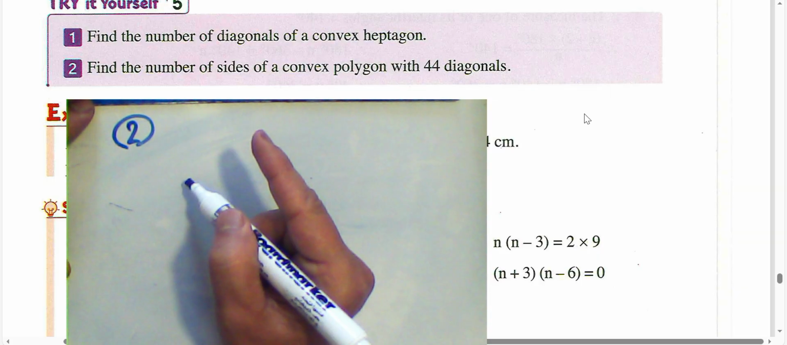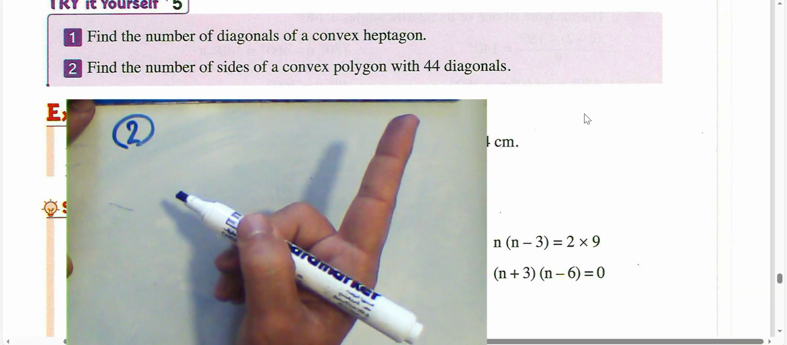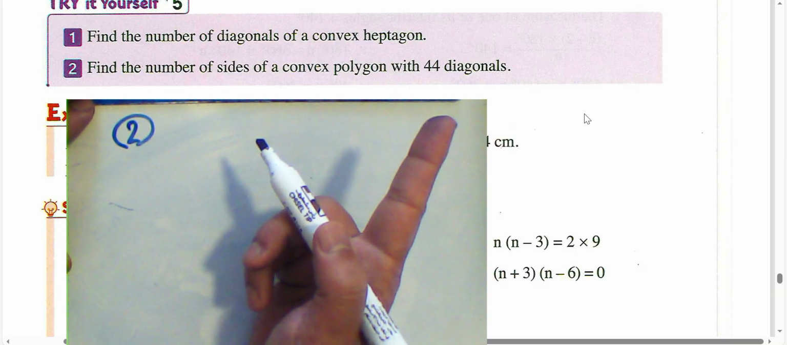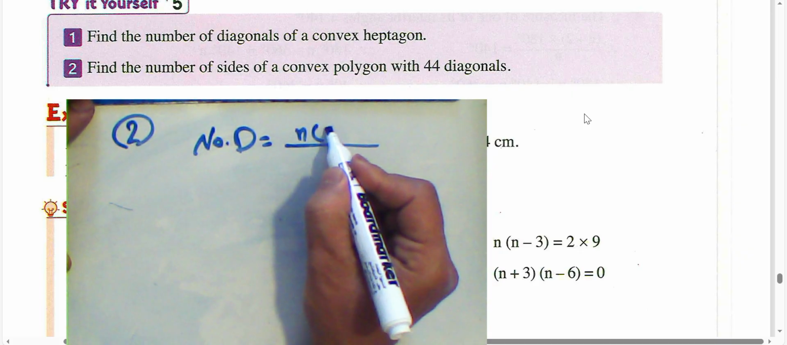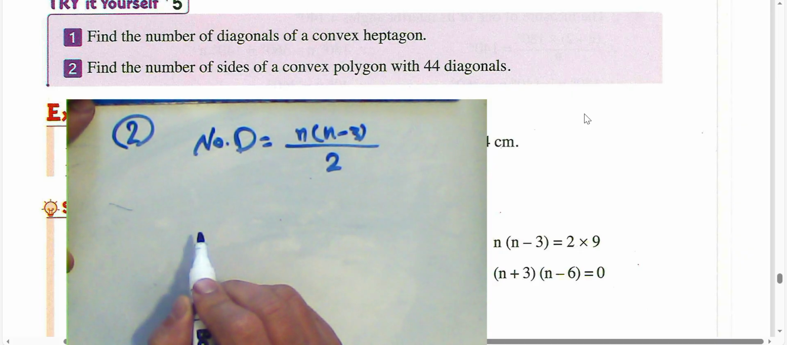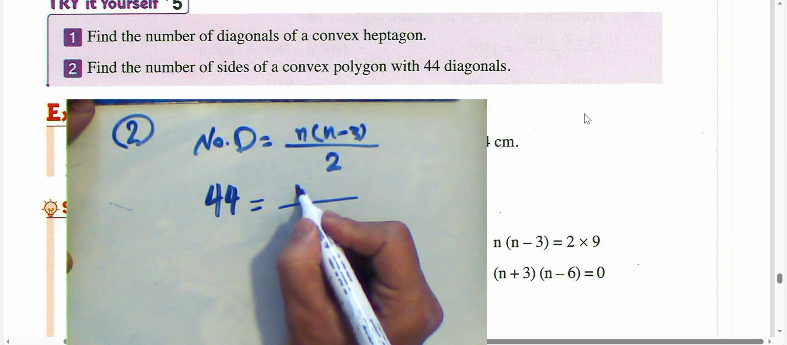Number 2. Find the number of sides. Pay attention: a convex polygon with 44 diagonals. He gives us in this example the number of diagonals. We know the number of diagonals equals n times (n minus 3) over 2. He gives us 44 diagonals, and we want to find the number of sides.